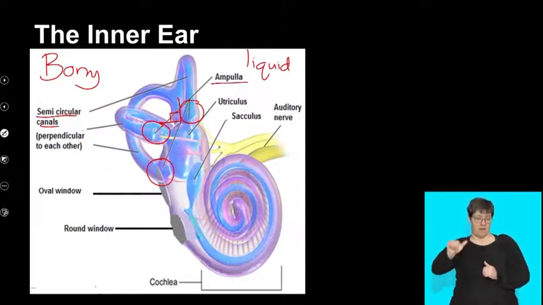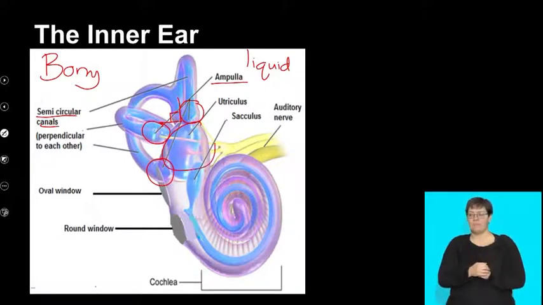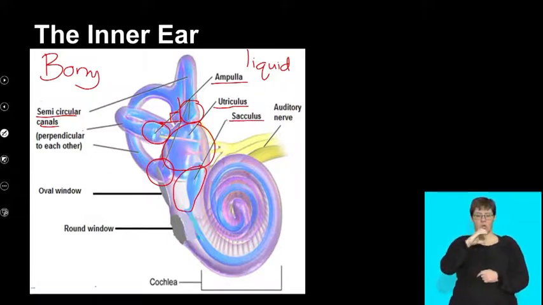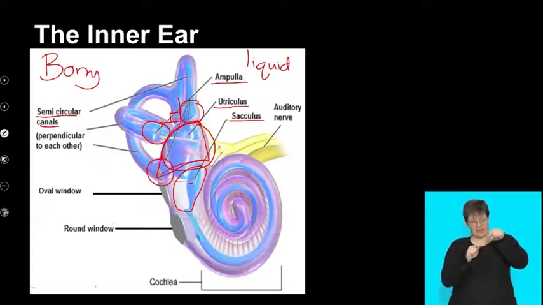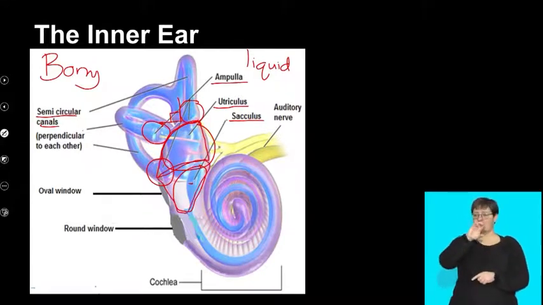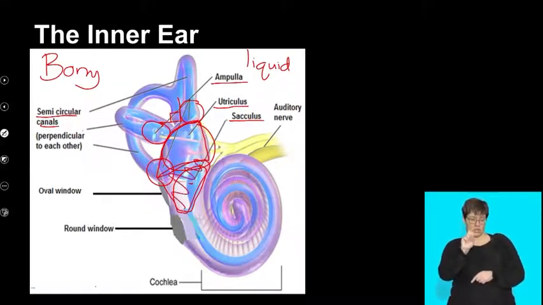ampulla, right. Just below the semicircular canals, the little snail's head, you'll find the utriculus, and just below that, you'll get a sac-like structure which is called the sacculus. The easy way to remember, they will never give it in so much detail in an exam paper, is that the structure just below the semicircular canal is your utriculus, and then the one between the utriculus and the cochlea will be your sacculus, right?